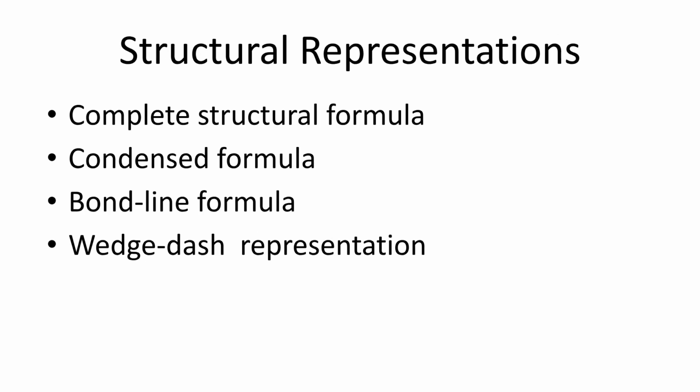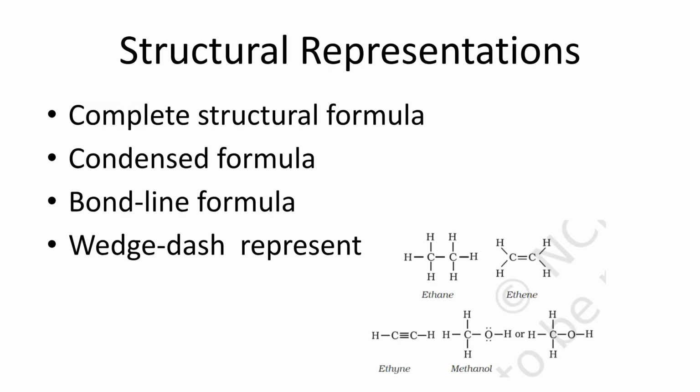Chemists use various methods to represent organic structures. These include the complete structural formula, the condensed formula, the bond line formula, and the wedge dash representation, which helps visualize the three-dimensional arrangement of atoms in a molecule.